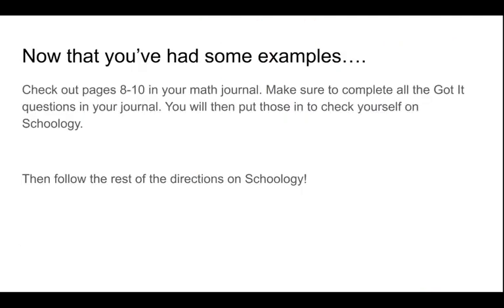So now that you've had some examples, I want you to check out pages 8 and 10 in your math journal. Make sure you complete all the got it questions in your journal. Okay, so that's like your A, B, C, D when we see those. And then what you're going to do is you're going to go to Schoology and you're going to check yourself on those answers. So you're going to solve them in your book and then you're going to Schoology and you'll see there's a check for understanding and you're going to put your answers in. You're allowed to do that multiple times until you get a good score. That way, you feel a little bit more confident, you're getting more practice.